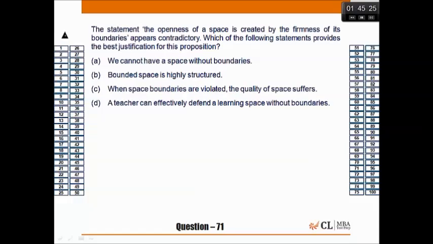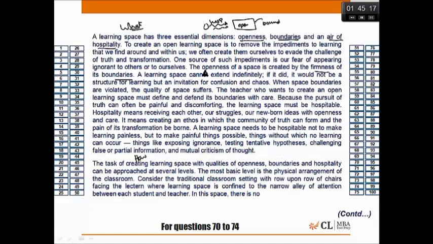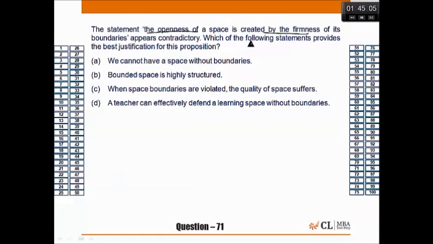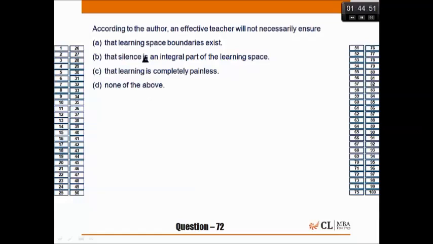D. 71. The statement, the openness of a space is created by the firmness of its boundary, appears contrary. I think the openness of a space is created by the firmness of its boundary. Learning space cannot extend indefinitely. If it did, it would not be a structure of learning. Invitation of confusion, chaos. Okay, let's go. Which of the following is justification? Oh, this one, very clear. When the space boundaries are violated, the quality of space suffers. We cannot have space without boundaries. That is perfect. C. It's a good passage.